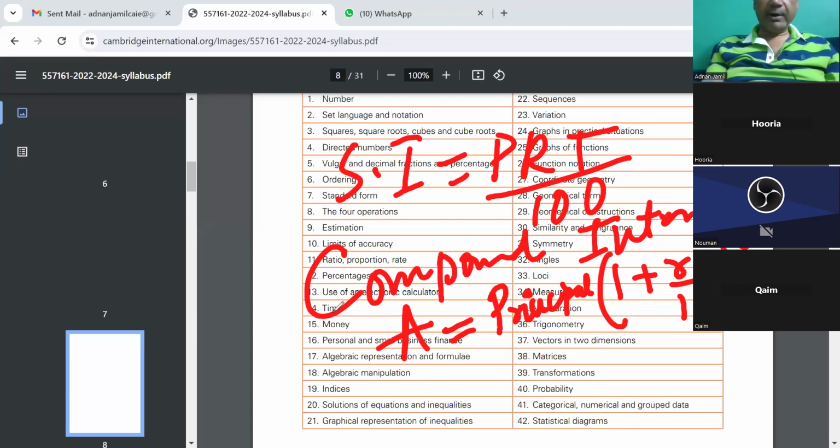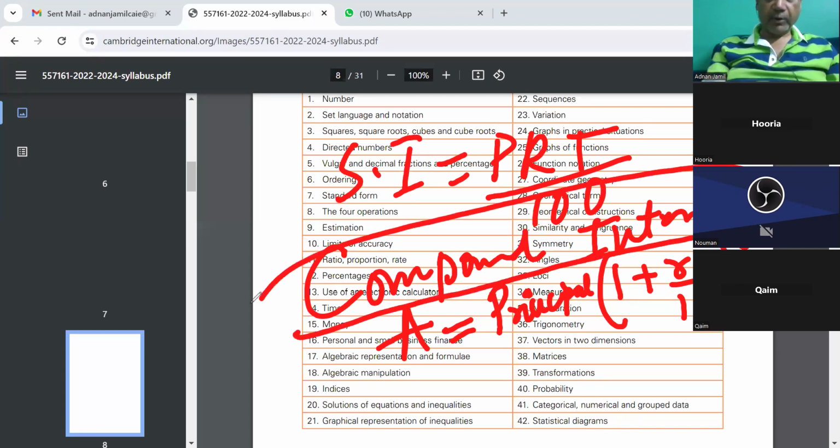If, for example, this is the example of compound interest, right? If they ask you to find the compound interest which the person has achieved, that is not equal to the amount.